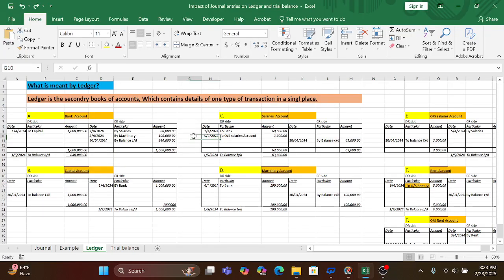Hi all of you. Today we are going to start with the ledger. So for a ledger we need to understand what we mean by the ledger. Ledger is the secondary books of account.